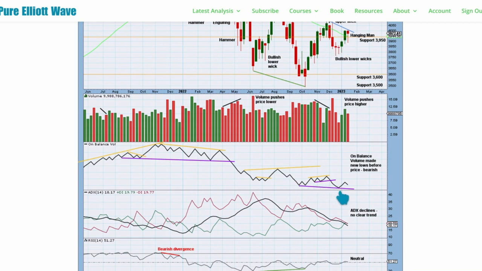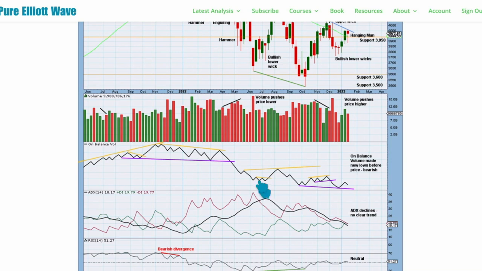And so if that's the case with on balance volume, I'm expecting this is bearish divergence, because where on balance volume leads, price is likely to follow. Not always though, and I prefer to use on balance volume with trend lines rather than divergence, and I'm just noting that it is there. ADX is declining on the weekly chart. There's no clear trend at this time frame.